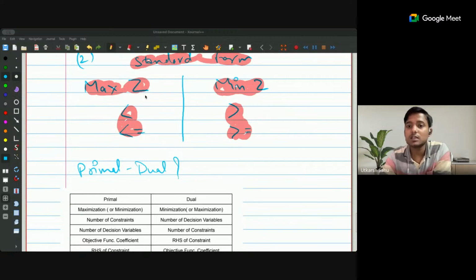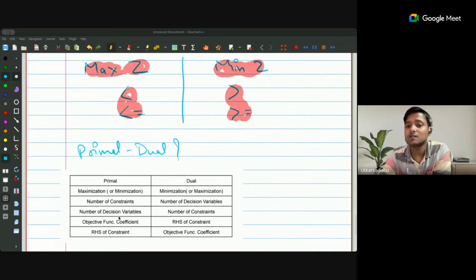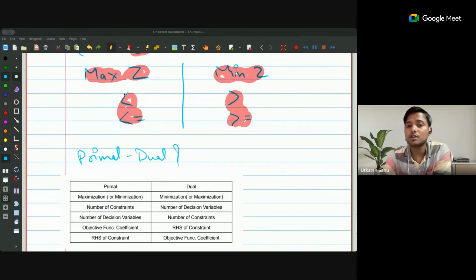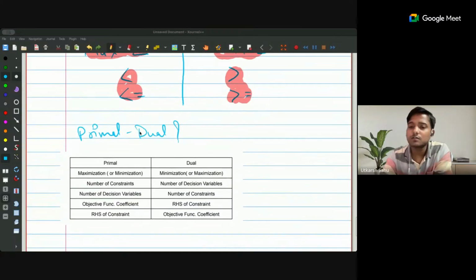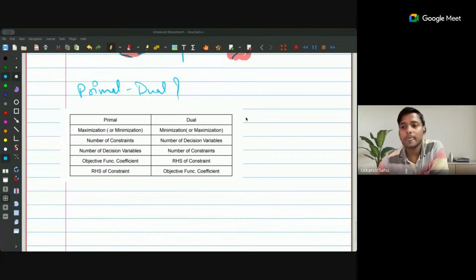If you are maximizing and you also have a constraint with a greater than or equal to sign, then this table will give you a wrong result. First, convert your problem statement into either of these, right? And as I was saying, what is primal, what is dual? There is one confusion: people think maximization is primal, minimization is dual. This is a wrong concept. Primal can be either maximization or minimization. Dual will be just the opposite.